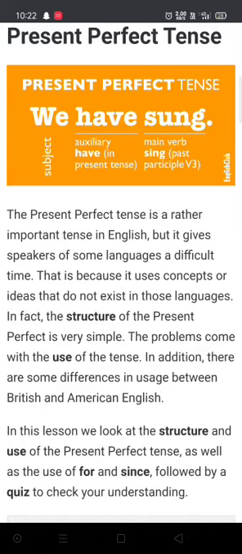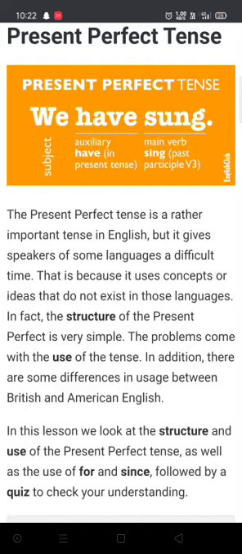The present perfect tense is a rather important tense in English, but it gives speakers of some languages a difficult time. That is because it uses concepts or ideas that do not exist in those languages. In fact, the structure of the present perfect is very simple. The problem comes with the use of the tense. In addition, there are some differences in usage between British and American English.